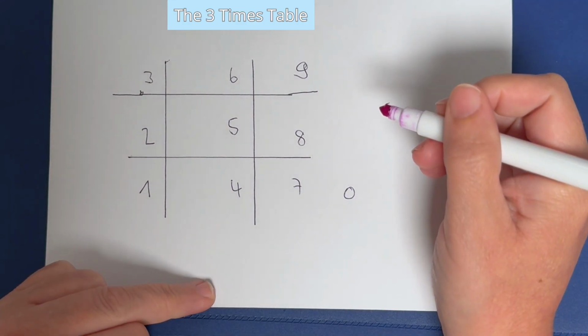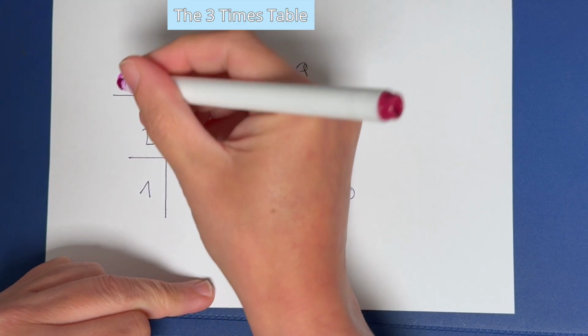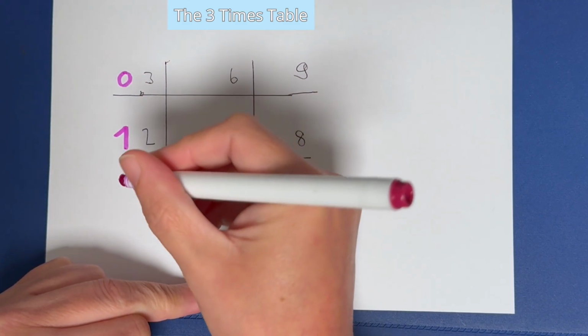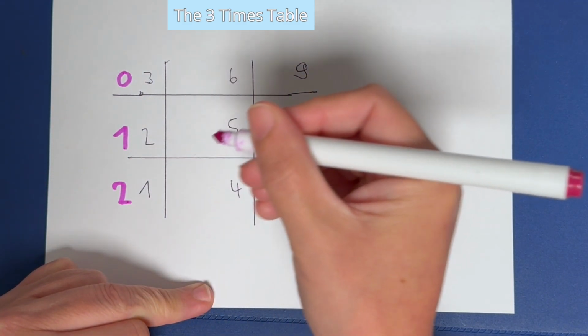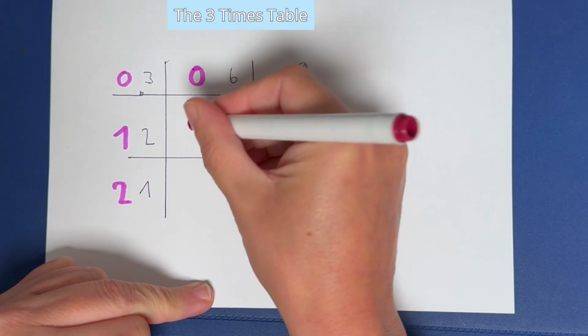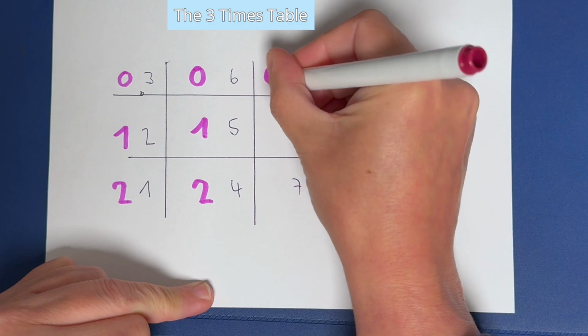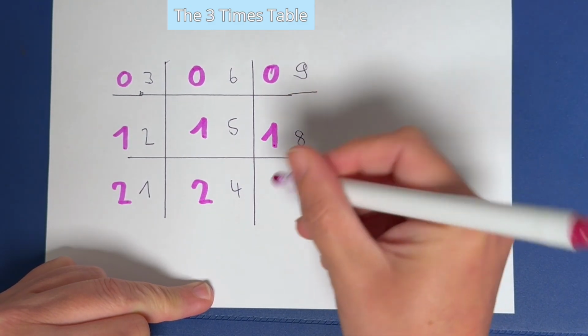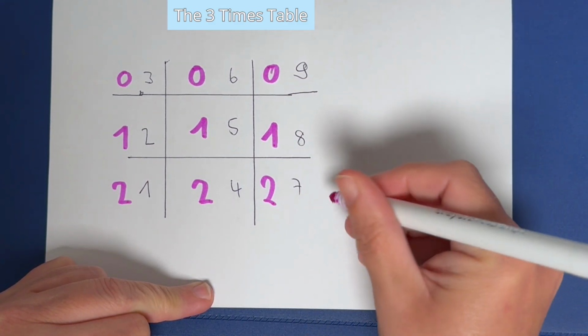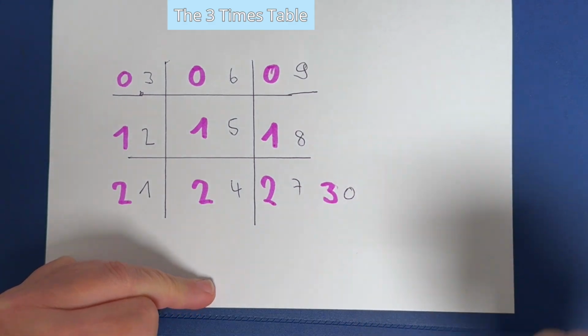Then we add the tens. 0, 1, 2, 0, 1, 2, 0, 1, 2, and at the end 3.